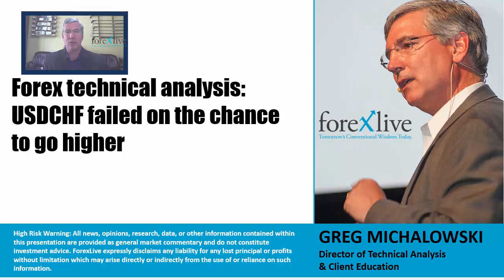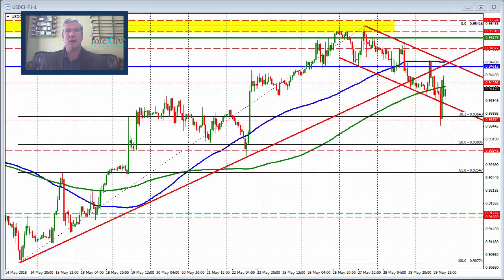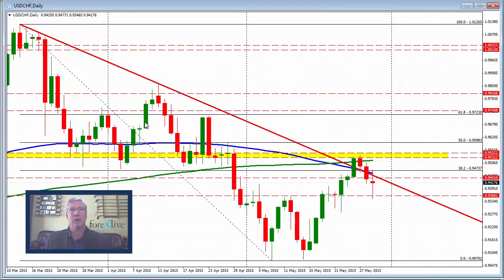We're going to take a look at the dollar versus Swiss. It failed. It had a chance to move higher this week. It didn't. It started to come down. What do I mean? Let's start off with the daily chart here. If we take a look at the daily chart, you see this yellow area? This yellow area comes in at 95.31 to 52. And that's where the market peaked in trading this week.